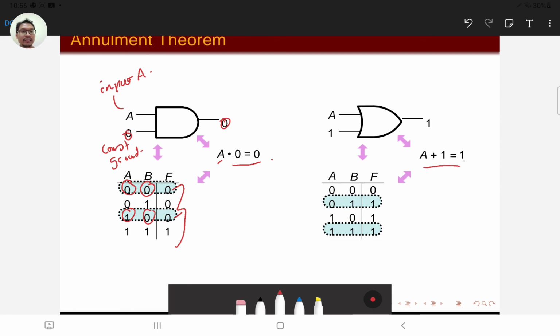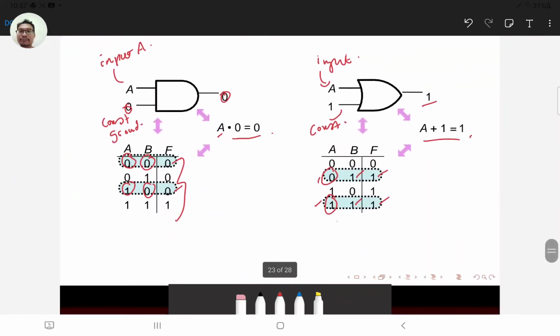Now for the OR gate, if we supply a constant 1 as one input, then automatically your output will be 1 regardless of the value of A. So even if A is 0 or A is 1, if we look at the truth table of the OR gate, if B is a constant 1, your output will be 1 regardless of whether you put 0 or 1 on the value of A. So this is called the annulment theorem.